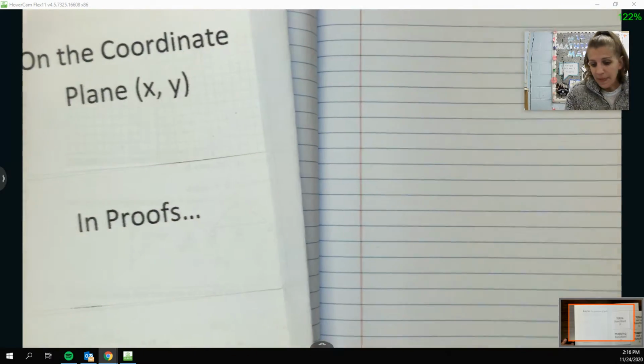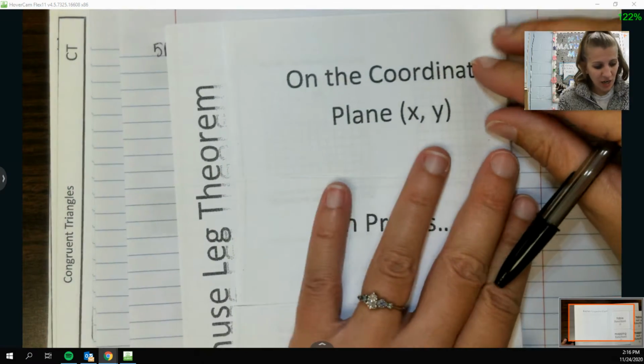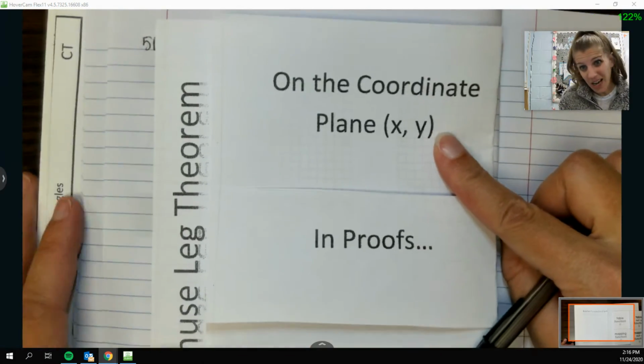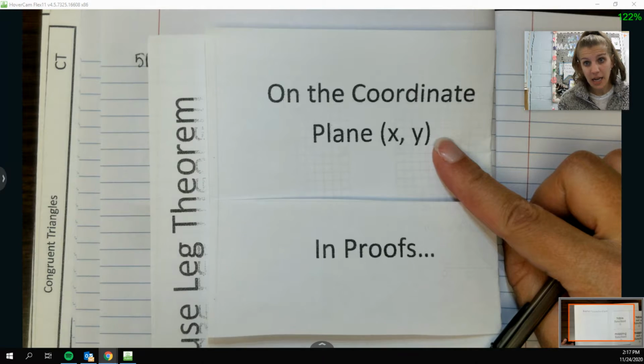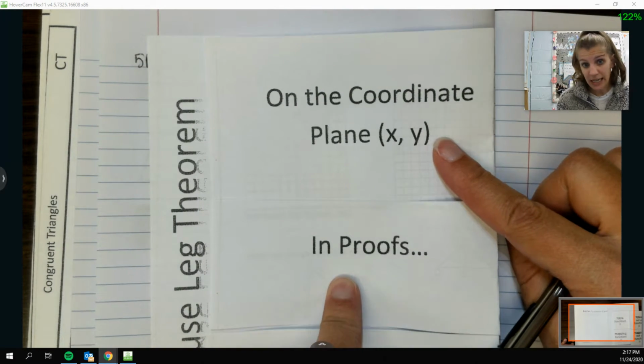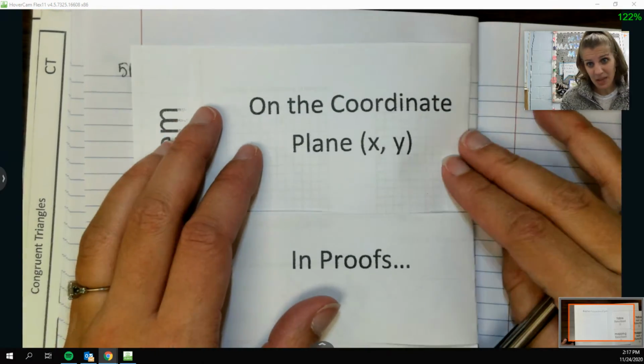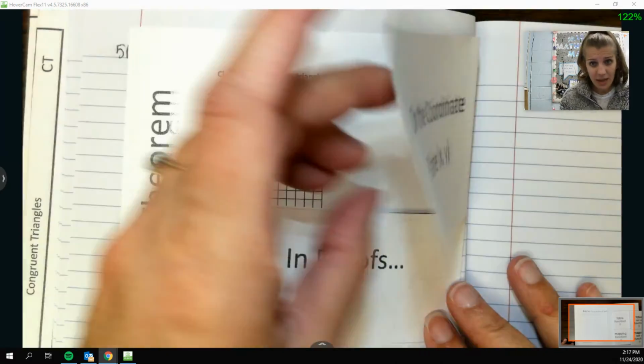Really, when we look through this, we're going to consider right triangles in the coordinate plane, which we've kind of already talked about last time. And proofs, which we literally just did. And then we want to look at it algebraically. So we're probably going to skip some of these because we've already done them a little bit.